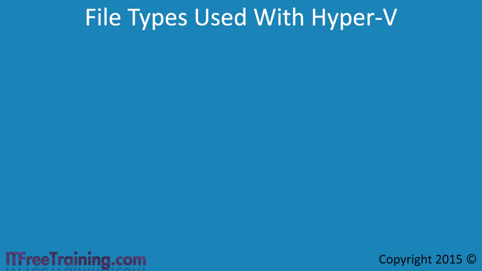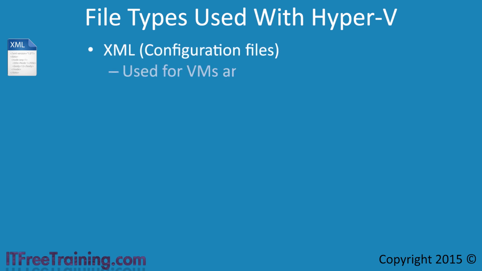The first file type that I will look at is XML. This is used to define the configuration used in virtual machines and also the configuration used with checkpoints. The XML files themselves do not contain any physical data used by the virtual machine. They are used to tell Hyper-V where to find this data. For example, they would contain information about the virtual hardware used in the virtual machine and also where to locate the virtual hard disks that are used with the virtual machine.